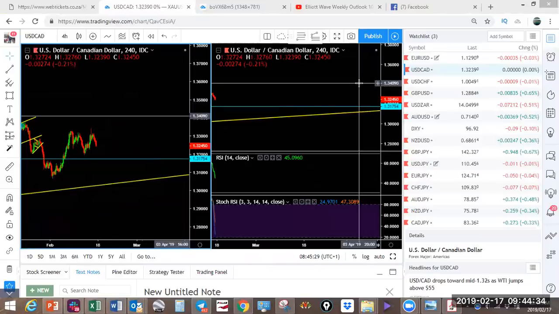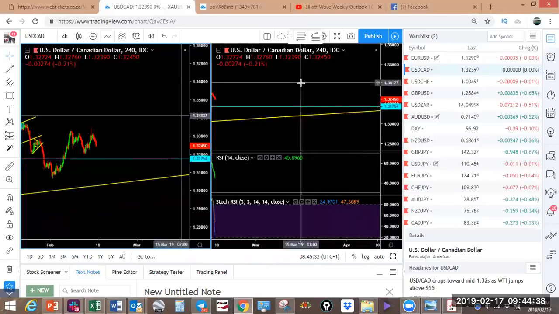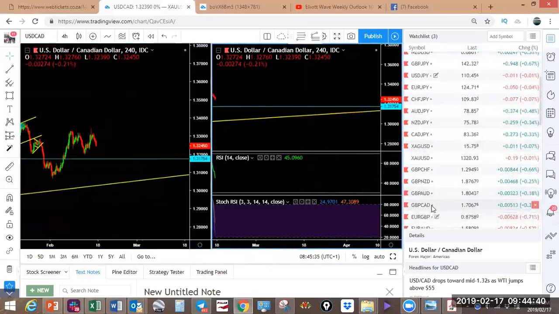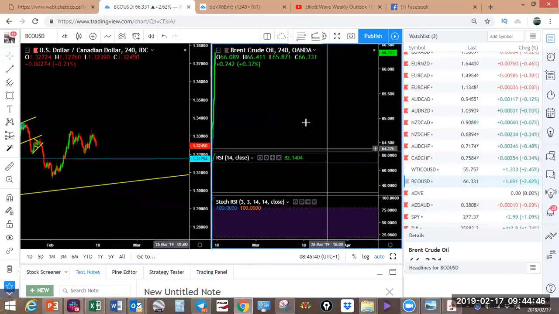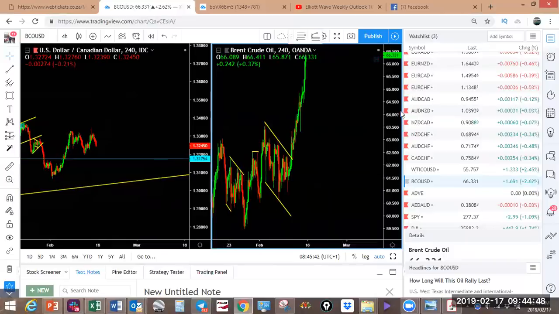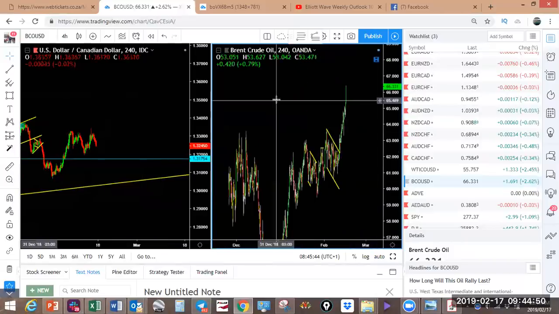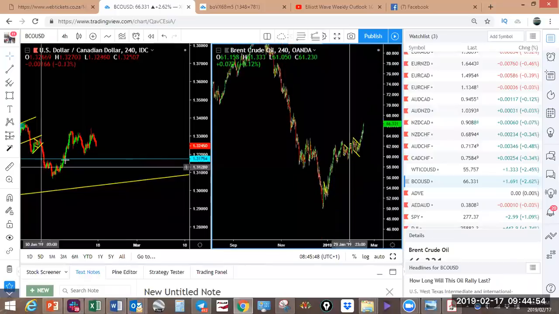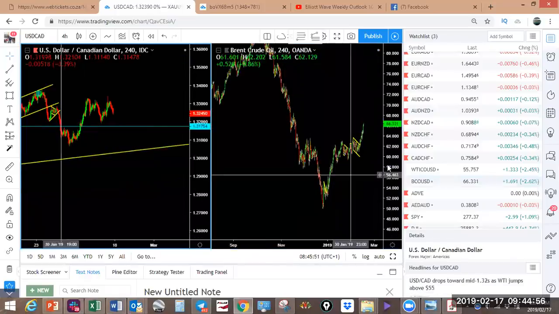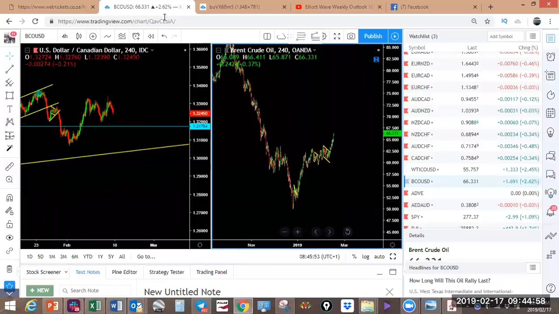All right, so let's have a look here. Eagle eyes, that's good. Right, so US dollar CAD on the left-hand side. Let's bring oil also because there is some correlation here. Brent crude on the 4-hour. Okay, so we've got this one on the 4-hour as well. So that means, okay, you can see oil is still pushing higher.